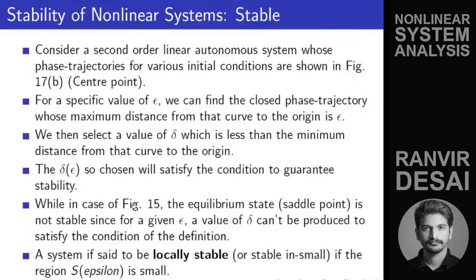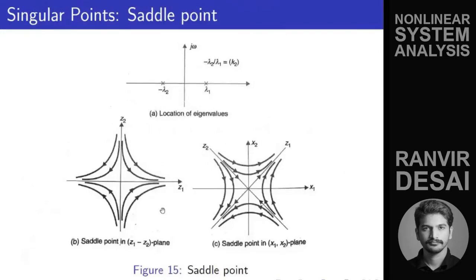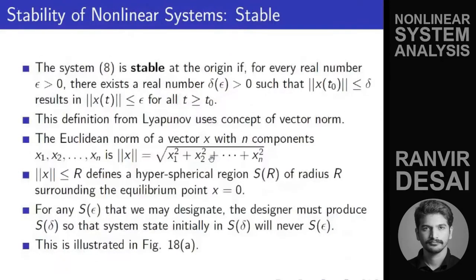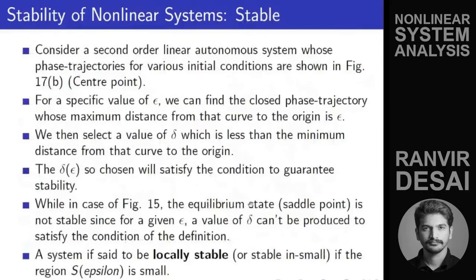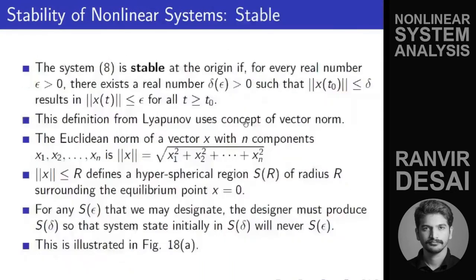For figure 15, you have drawn this. I think it is a saddle point. For a saddle point, the system is unstable. You know that this is unstable, right? The equilibrium state is not stable since for a given epsilon, a value of delta can't be produced to satisfy the condition of the definition. What is the problem with this? If you draw a circle, none of the trajectories will stay in that circle. They are going to leave from this end or this end. So this is going to be unstable, and it is impossible to find it.